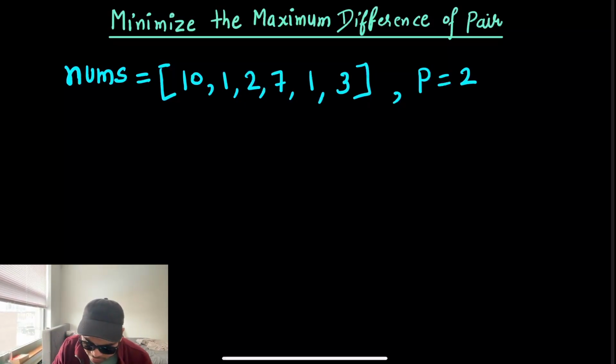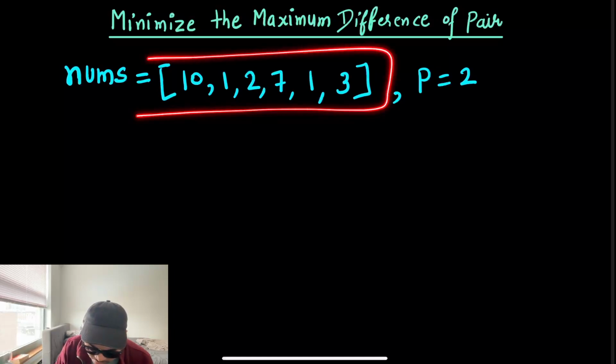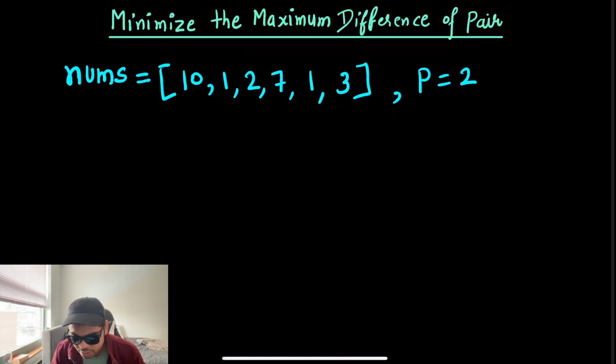Now this is basically our number list. This is the number of pairs that we need to make, and we need to minimize the maximum difference basically. The problem statement is a little confusing. It sounds so complicated.